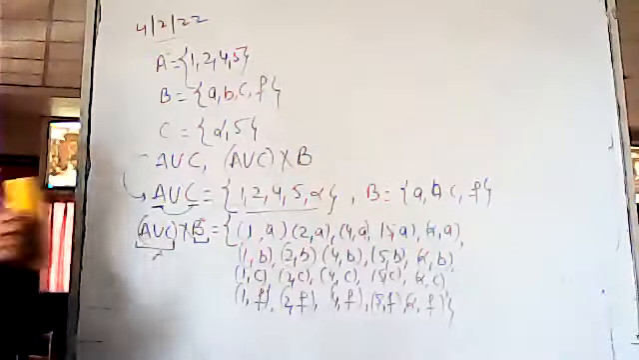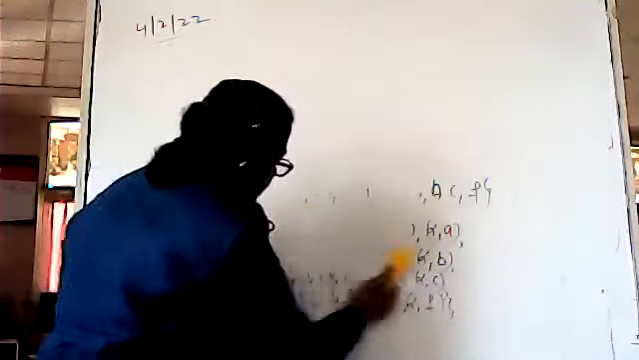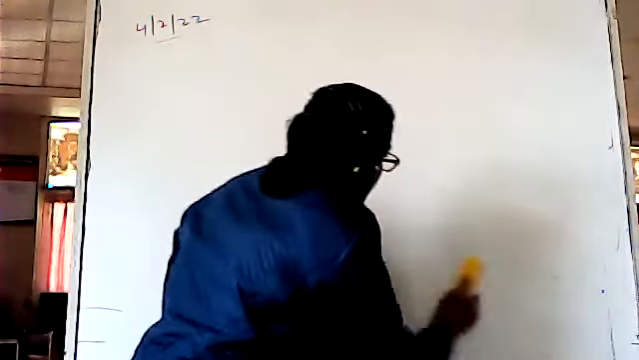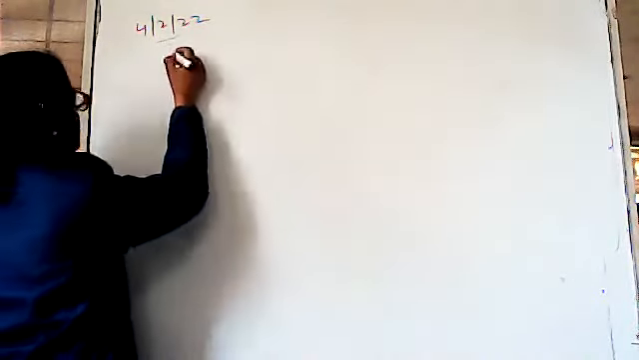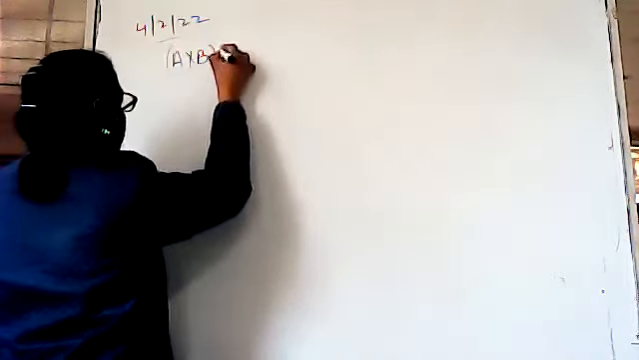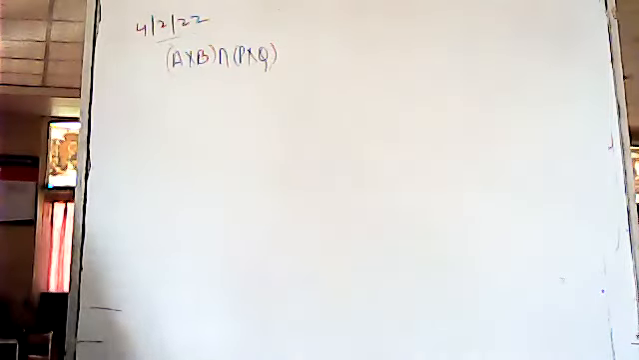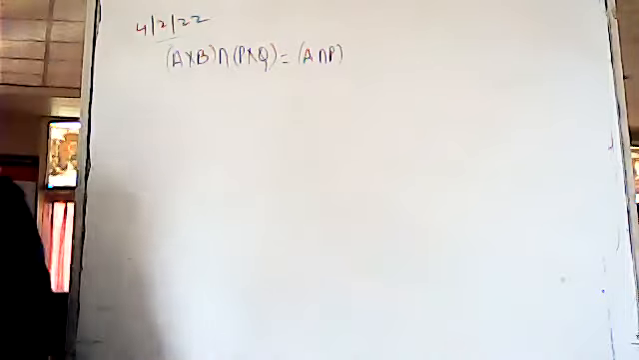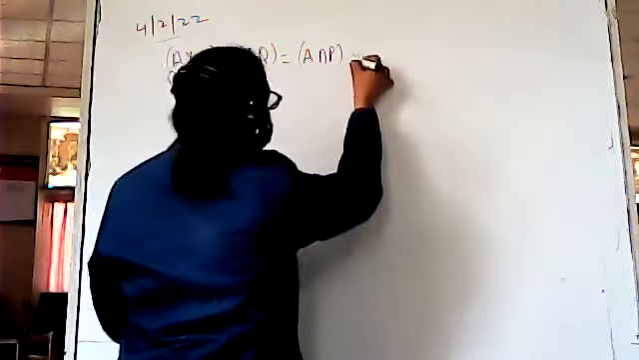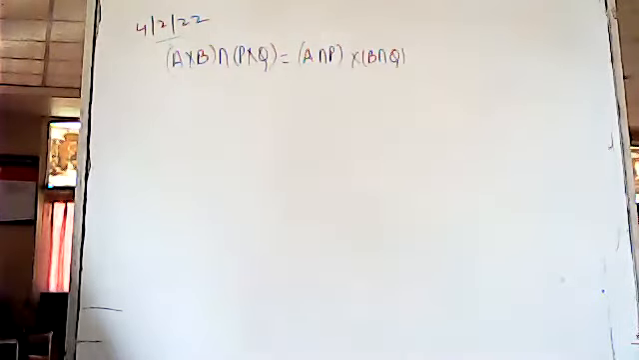Next is, we will start from some articles. First is prove that A cross B intersection P cross Q is equal to A intersection P cross B intersection Q. We are to prove this.